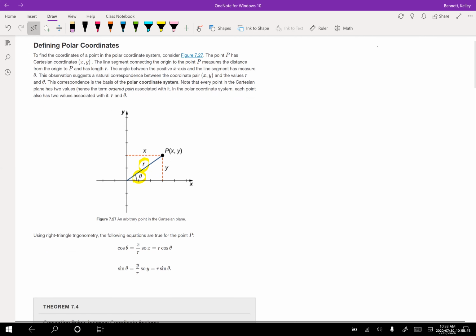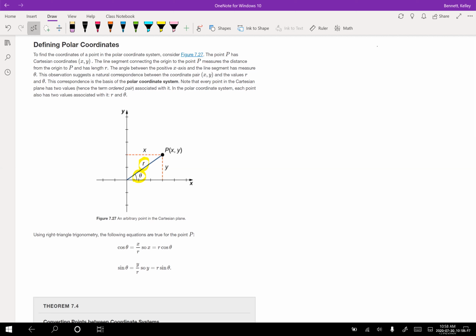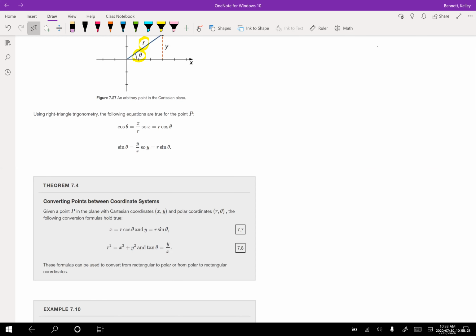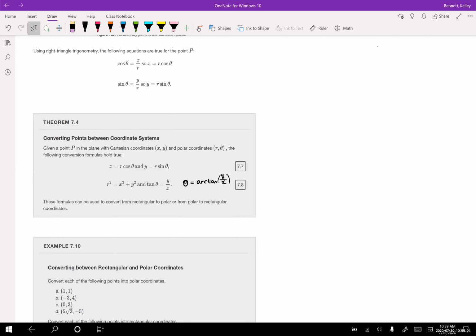And so just using right triangles in basic trig, we come up with some relationships between r, theta, x, and y. So we have a nice little succinct version of that here. So of course we know that x squared plus y squared equals r squared. That comes from cosine squared plus sine squared equals 1. And then we can also compute theta because tan of theta is y over x. We can just compute theta being arctan of y over x. And so we'll use all these relationships to convert between polar and rectangular.